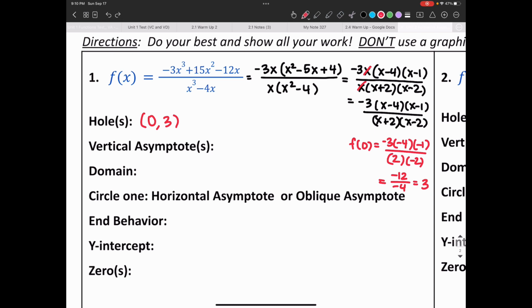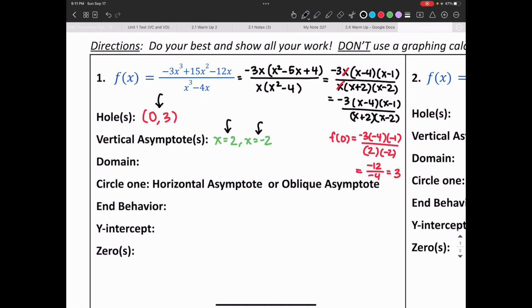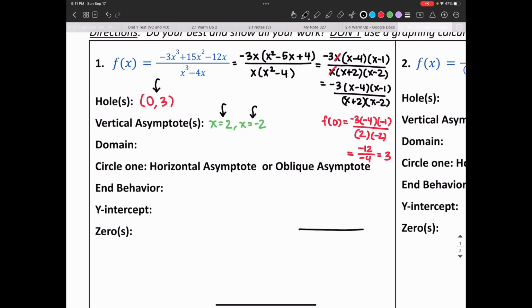Then I'm going to do vertical asymptotes. I'm looking for, in the simplified version, what my x values are that are going to make the denominator equal to 0, and that's x equals 2 and x equals negative 2. So those are my two vertical asymptotes. For my domain, I know I have a hole at (0, 3), a vertical asymptote at x equals 2, and a vertical asymptote at x equals negative 2. So if I were to draw a little number line off to the side, I know negative 2, positive 2, and 3 are not included. So I'm going to put open circles on them. But then everything else is allowed.